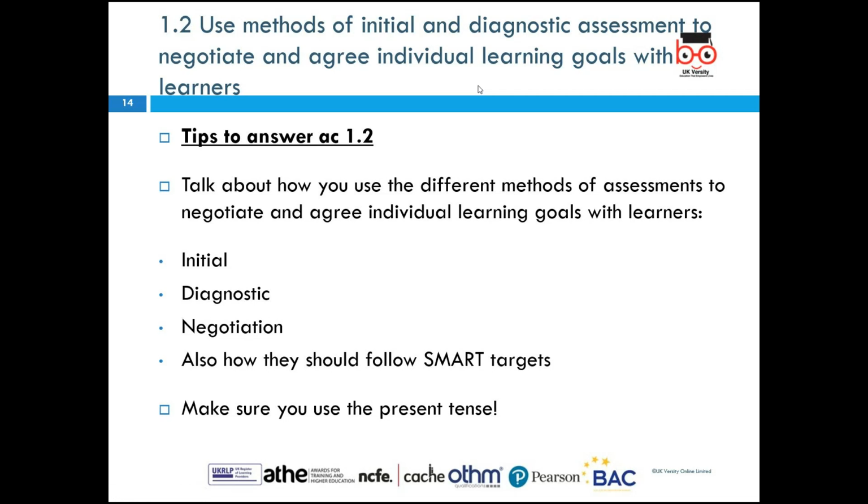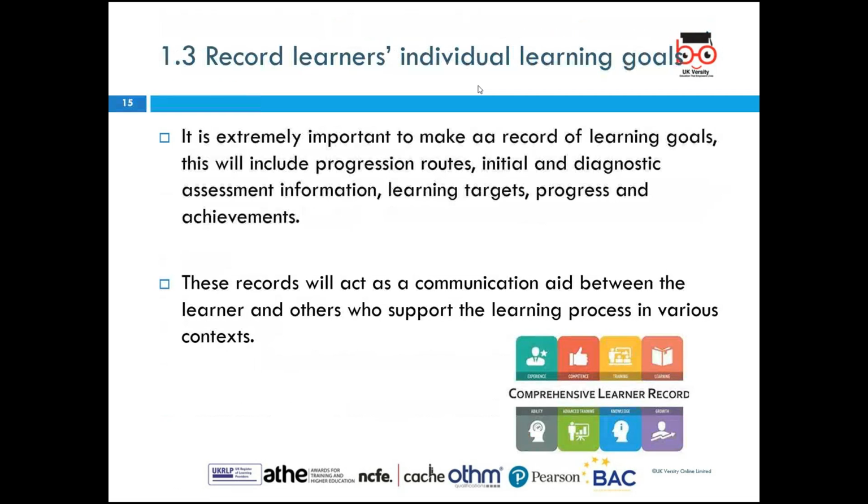Okay. And so is 1.2 okay? Yeah. Brilliant. So let's go on to 1.3. And this is the last one. So 1.3 is record learners' individual learning goals.